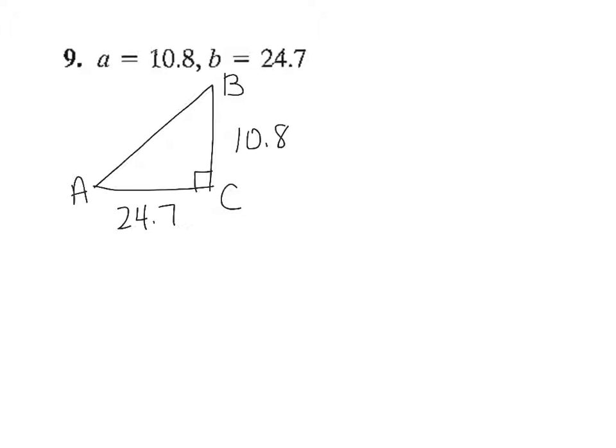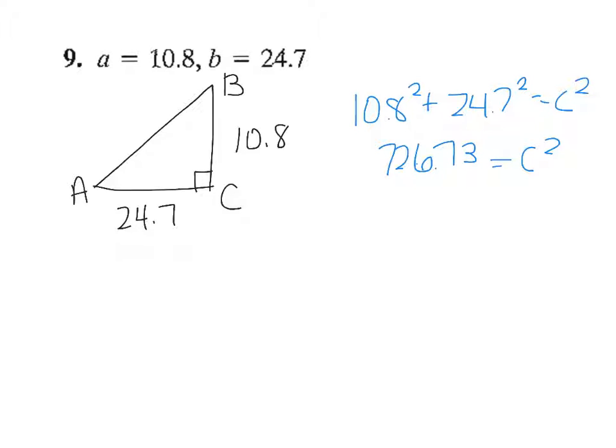So the first thing I would find here is the missing side. I was going to find little c first because we have two sides already. So that's going to be using Pythagorean theorem. 10 squared plus 24.7 squared equals c squared. And then that's going to be c squared equals 726.73. And then take the square root of that. And you can just round to 2 decimal places here. We get 26.96. That's your value for c.